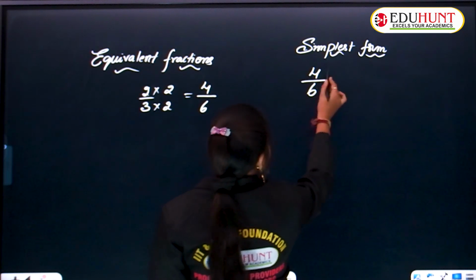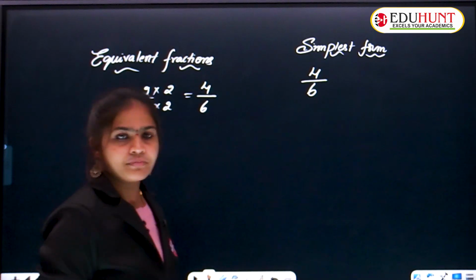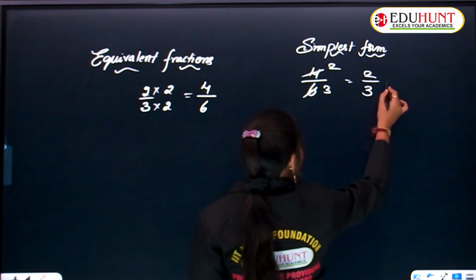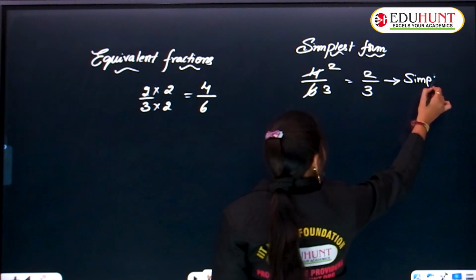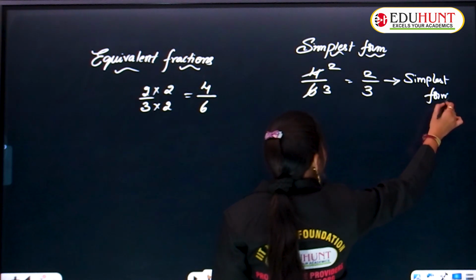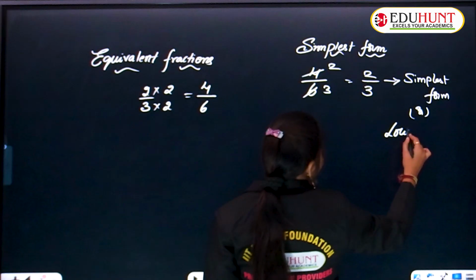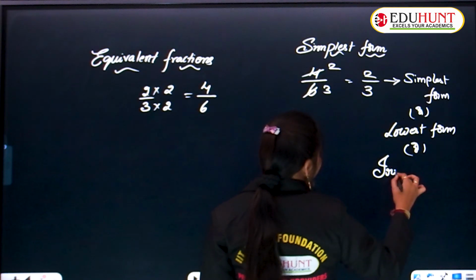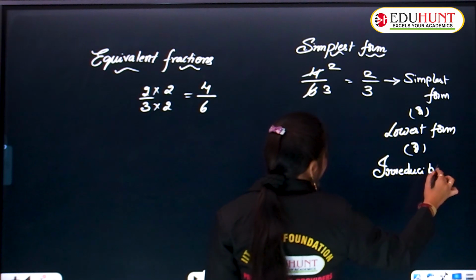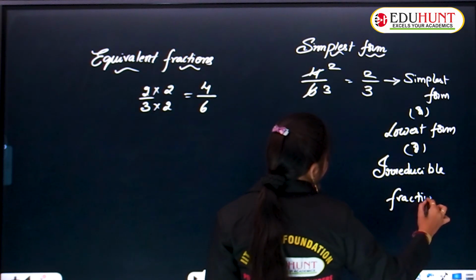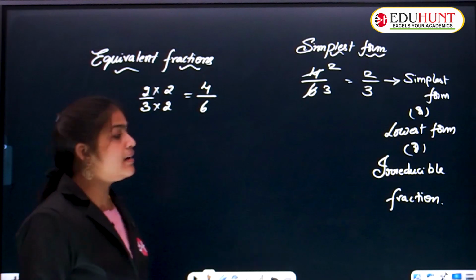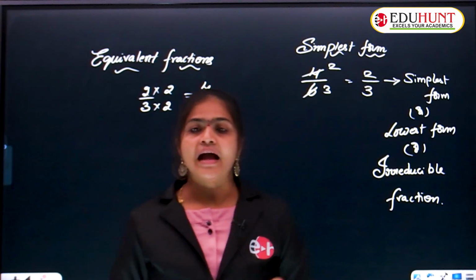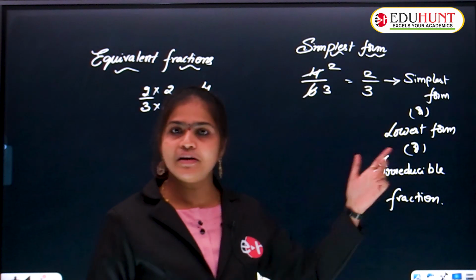4 by 6 is there. So 4 and 6 have the common factor 2. 2 2's, 2 3's. So we will get this one as 2 by 3. 2 by 3 is the simplest form. We will call this one simplest form or lowest form or irreducible fraction. These three have the same meaning, that is, both numerator and denominator have only one common factor, that is 1. Having no other common factor except 1, also we can say that.